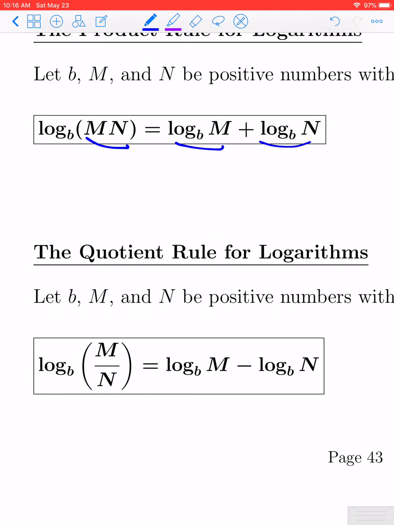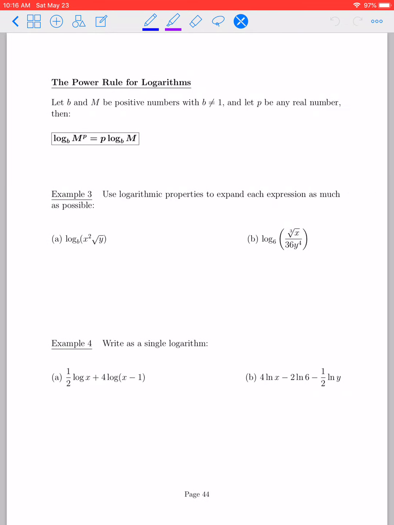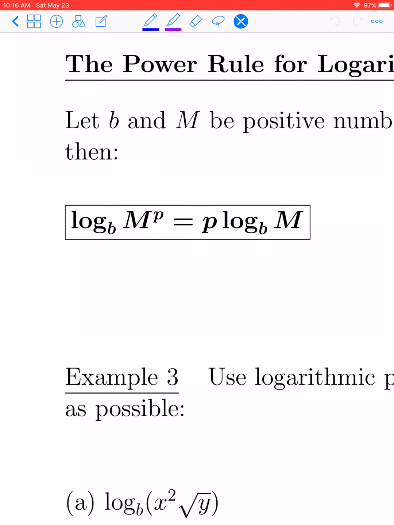We have a quotient rule, which says if you have the logarithm of a quotient, then that can be rewritten as the difference of the logarithms. So log base b of m divided by n is equal to log base b of m minus log base b of n. We have one more rule, which is called the power rule. If you have log base b of something being raised to a power, then essentially you can bring that power out in front as a multiplication. So log base b of m to the p is going to be p times log base b of m.